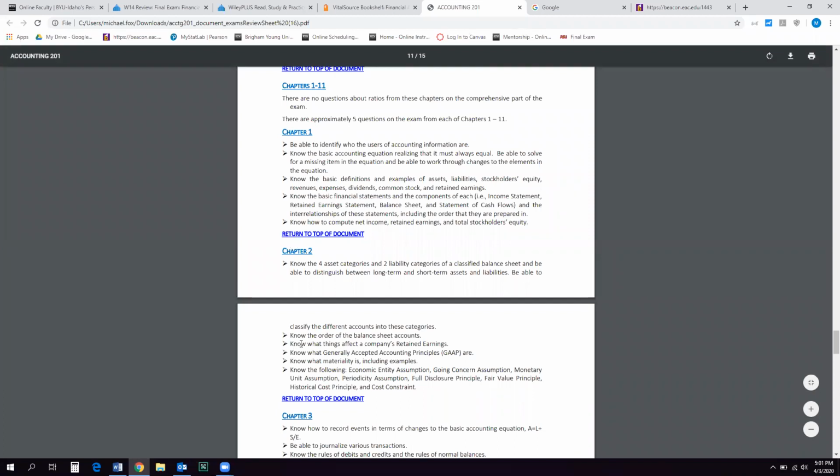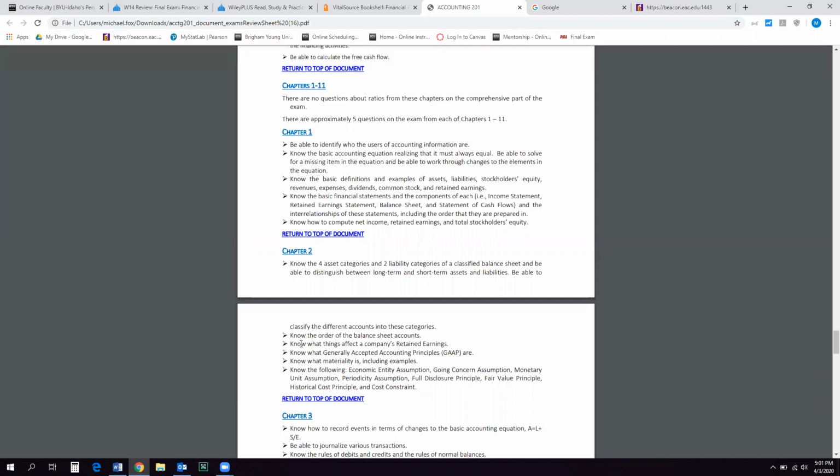Know what things affect a company's retained earnings. I mentioned this in the chapter 1 review. Remember that we find retained earnings by taking the previous period's retained earnings and adding any net income. And remember, net income is revenue minus expenses, or we would take away a net loss if our expenses were greater than our revenue. And then we would subtract dividends, and that would give us our new retained earnings. So it's really revenue, expenses, and dividends that impact our retained earnings.